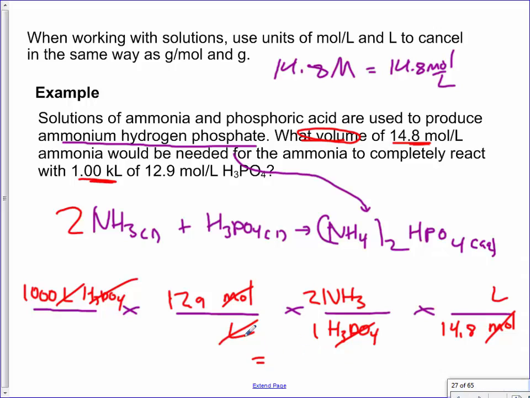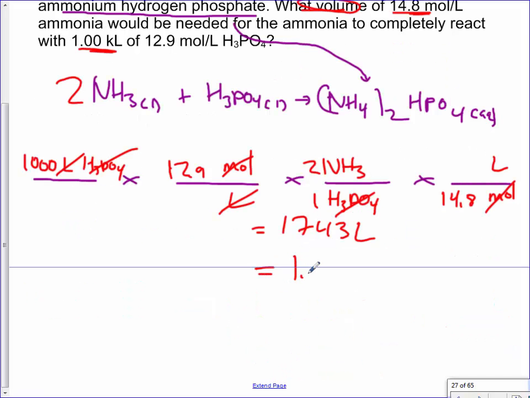So if you can figure out how to put all this together, then it's just a calculator problem. So let me see whether I can get an answer. Hello. I got 1743 liters. Anybody get that? Good for you guys. We do need to do sig digs though. So I only get 3, so you could say 1.74 kiloliters. You could have said 1.74 times 10 to the 3 liters. Both of those would be valid.